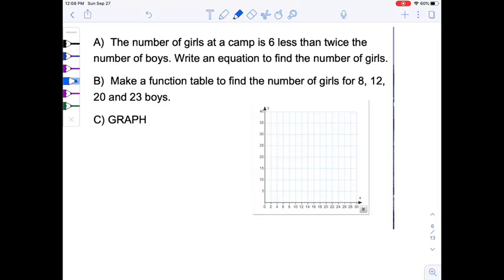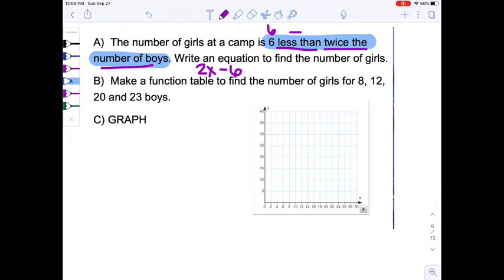The number of girls at a camp is 6 less than twice the number of boys. Write an equation to find the number of girls. So we know that we have a 6. We know that less than is subtraction, but it also means that we have to flip the order. And then to write twice the number of boys, we're going to write that as 2x, because that's twice the number of boys, and then minus 6, because remember, less than means we flip the order.